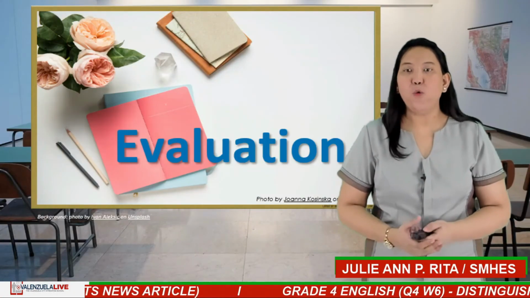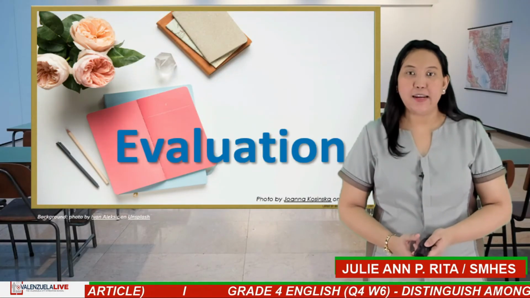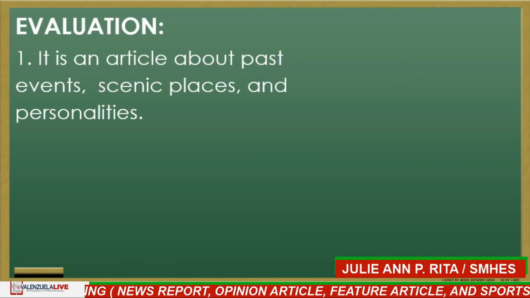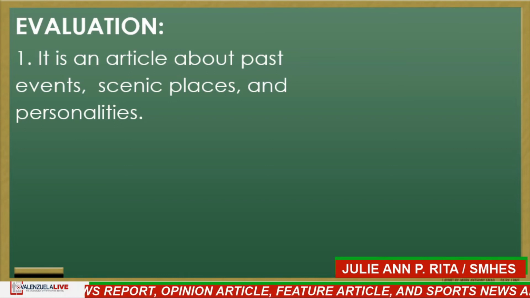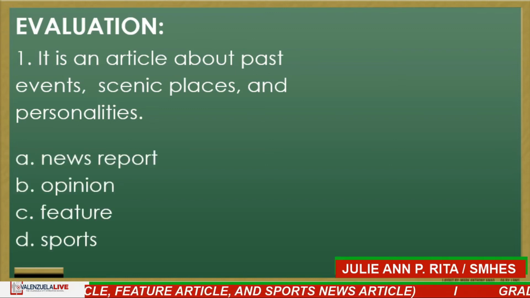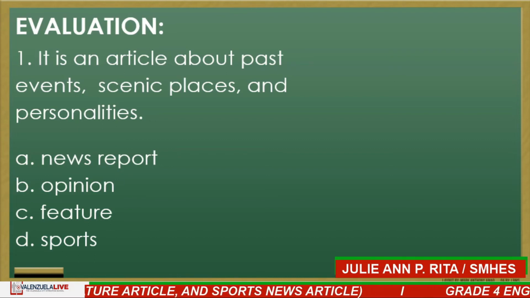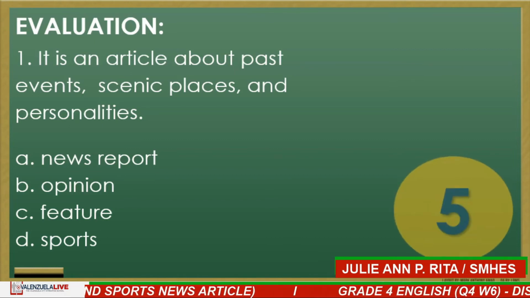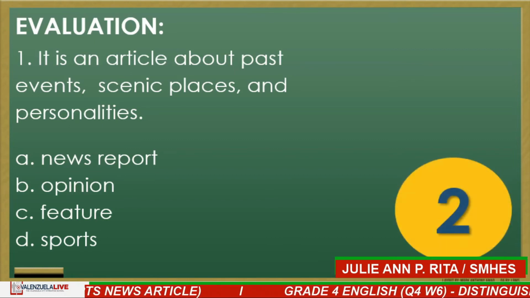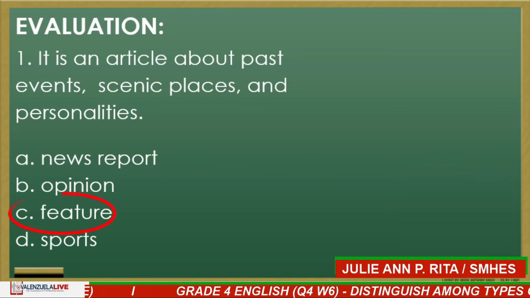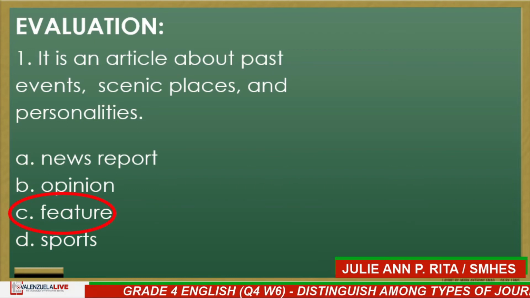Let's find out how well you understand the lesson by answering the following questions related to journalistic writing. Number 1. It is an article about past events, scenic places, and personalities. A. Is it news report? B. Opinion? C. Feature? Or D. Sports? Great! The answer is letter C, feature article.